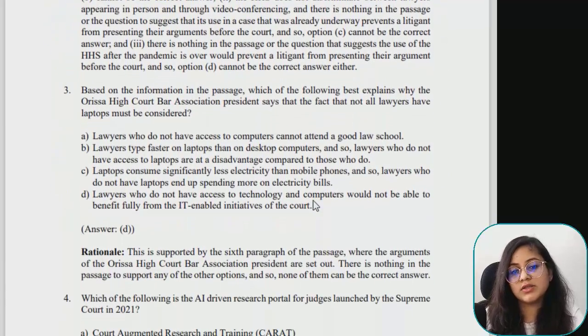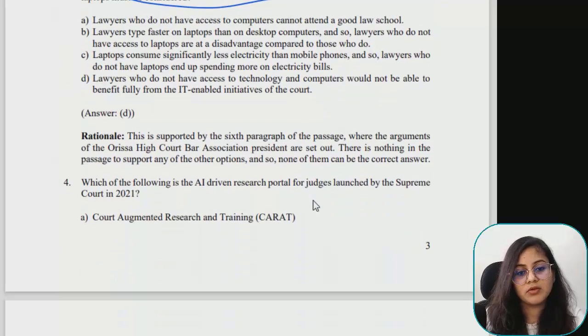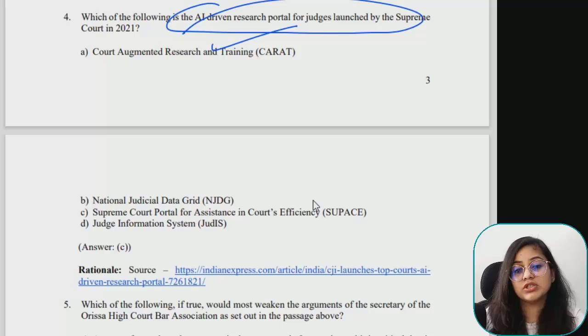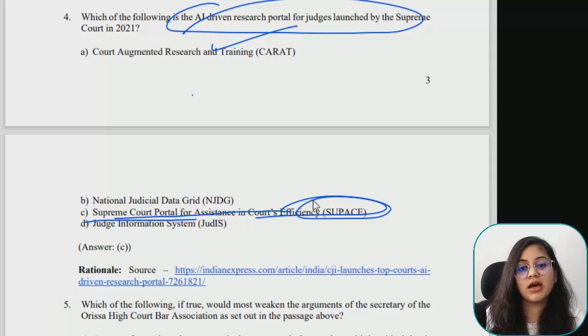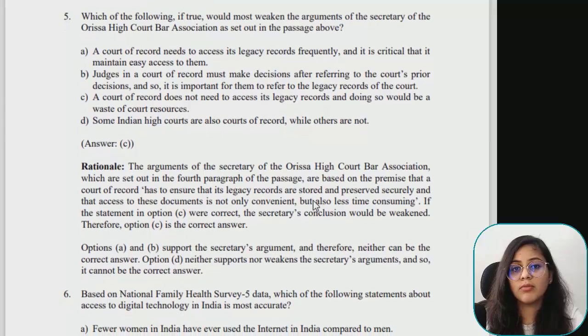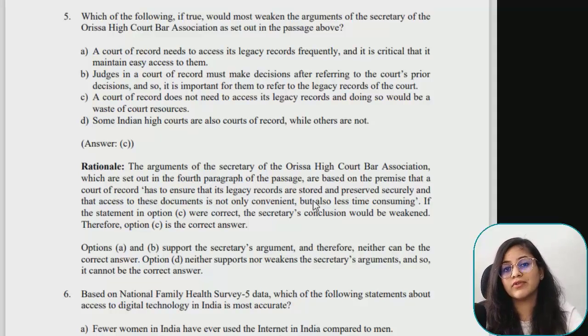Then moving forward here, this is about inference. This is critical reasoning. Then AI driven research portal launched for judges. Answer is Supreme Court portal for assistance SUPACE has been launched. This is a legal current affairs question. Legal current affairs we've been doing for very long. We've been covering that in our module as well as in our YouTube videos. I hope you watched our revision series videos on legal current affairs. Do watch that just in case you haven't, because you might find certain questions there.